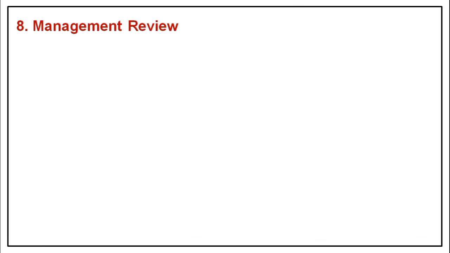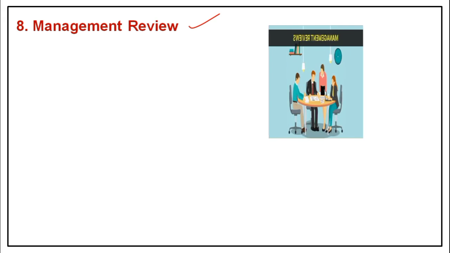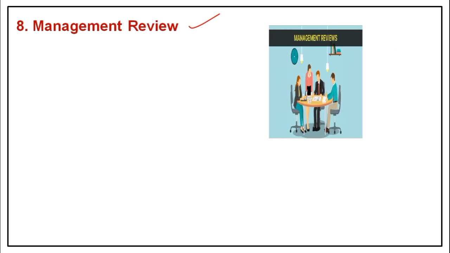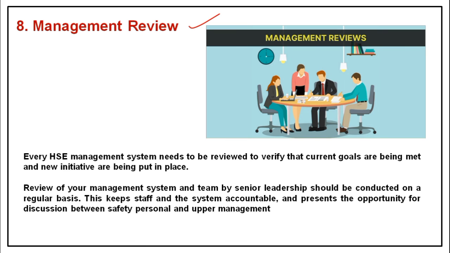Eighth one is management review. Friends, here management shall regularly review the suitability and effectiveness of health and safety management system. Every HSE management system needs to be reviewed to verify that current goals are being met and new initiatives are being put in place. A review of your management system and team by senior leadership should be conducted on a regular basis. This keeps staff and the system accountable and presents the opportunity for discussion between safety personnel.